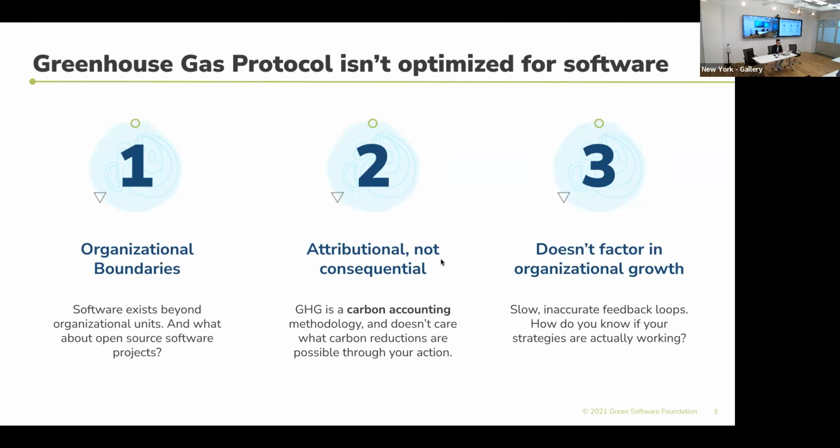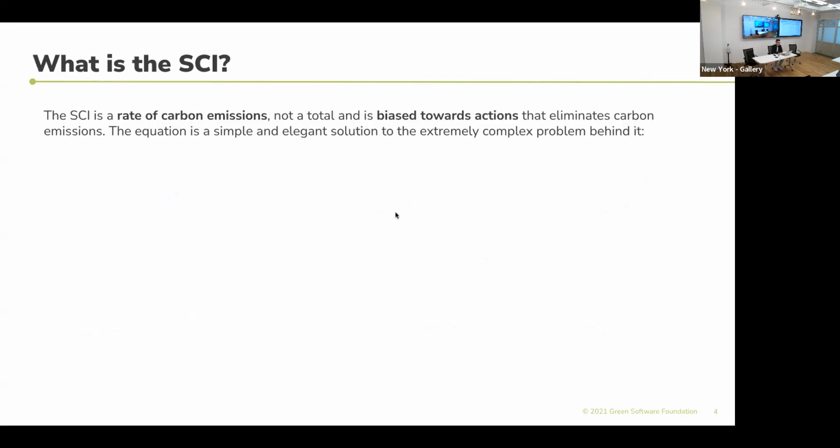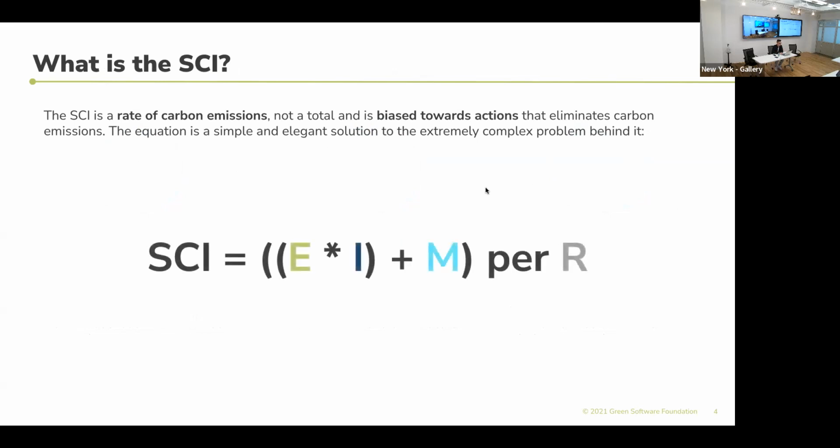Yeah, absolutely. So that's where the SCI came about, in that it's a rate of carbon emissions, not a total, and it's biased towards action that eliminates carbon emissions. And we're hoping that the equation is somewhat simple and elegant for a very complex problem. So this is a summary of the SCI at a high level. We'll talk through each of the components individually.